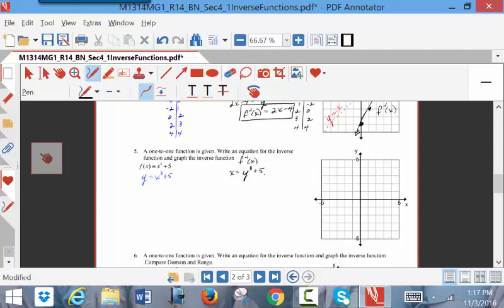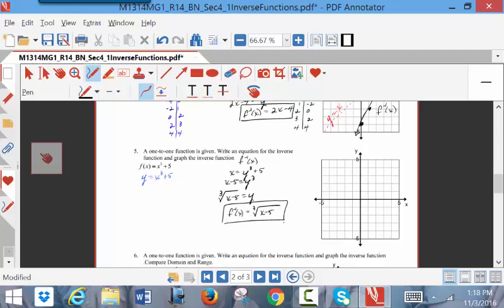Now that I've done that, I need to solve it for y. So I'm going to subtract 5 off of each side of this equation. And then to get the cubed off of y, I need to take the cube root. So I have the cube root of x minus 5 equaling y. And this is my inverse function. So they said find the inverse function. Well, I found it. This is the equation of my inverse function.